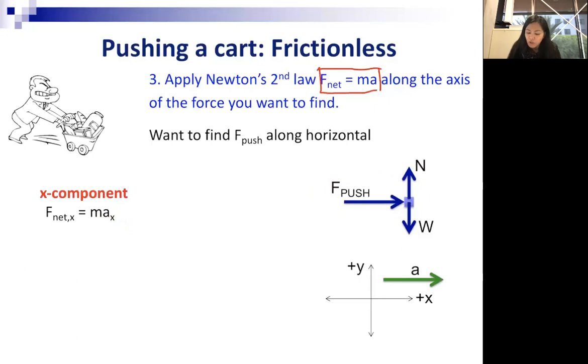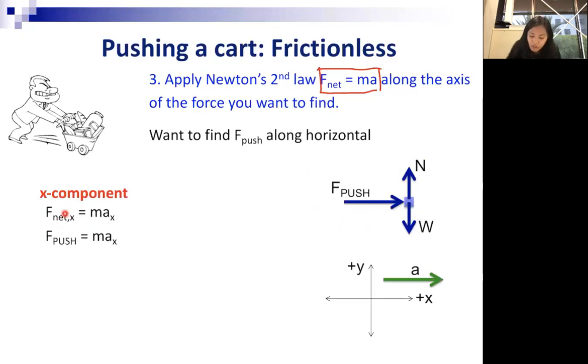Okay. Starting from this Newton's second law of motion, it says net force. And so that's where you have to go and look at your free body diagram now to determine what are the forces along the horizontal. And you can see there's only one force that's along the horizontal, right? It's the push force. Okay.